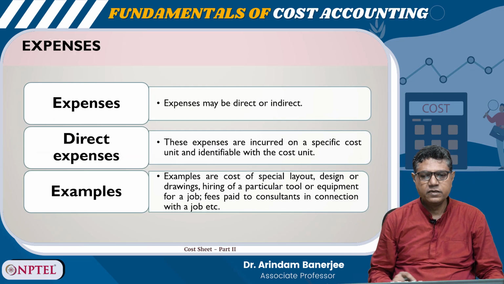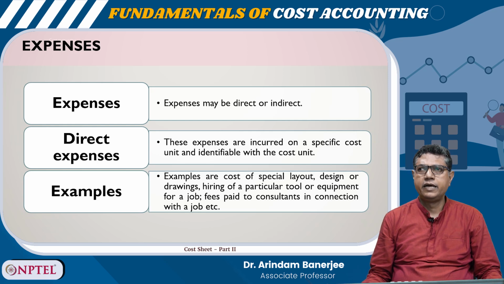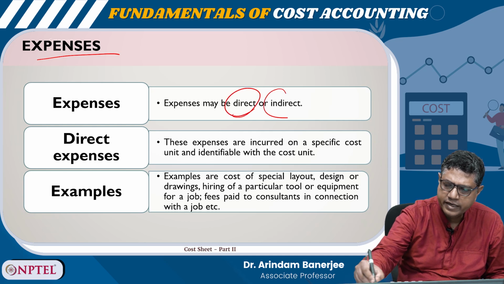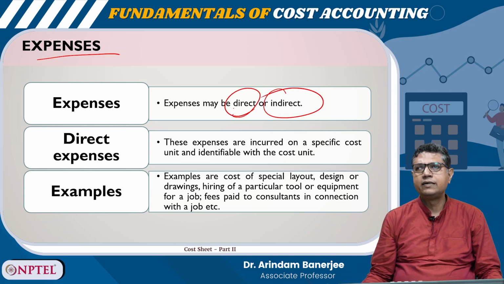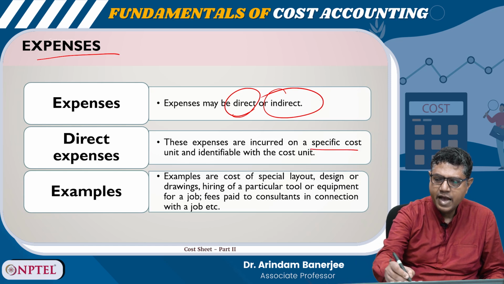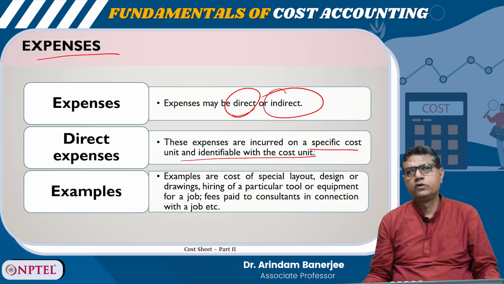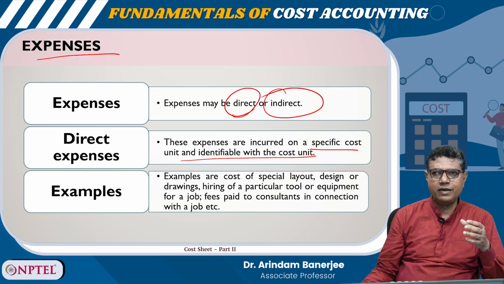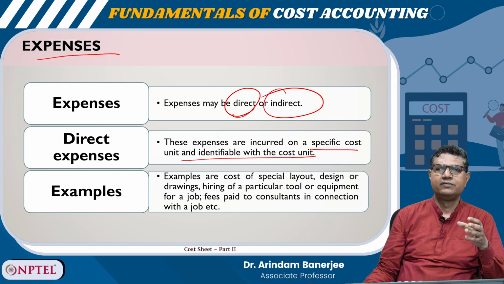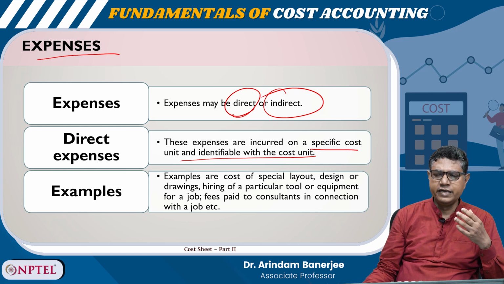So then expenses can also be direct or indirect, right. So what are the direct expenses? These expenses are incurred on a specific cost unit and identifiable with the cost unit. So you must have understood by this time the meaning of direct cost. Direct cost is the cost which I can directly identify with the final product. If I am unable to directly identify it with the final product, it is called indirect expense.